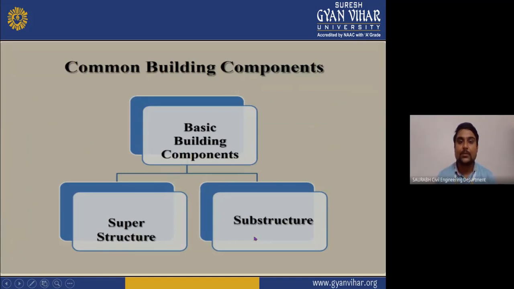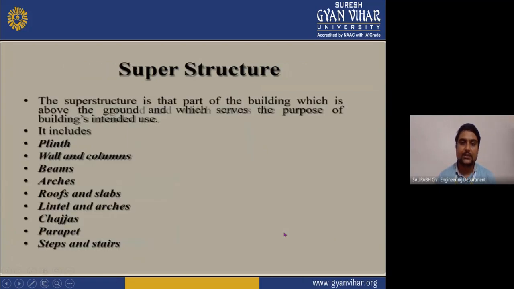Coming to the common building components first. A building is divided into two parts, as you can see here. First one is the superstructure and second one is the substructure. What is the superstructure? First, we need to know what the superstructure is.